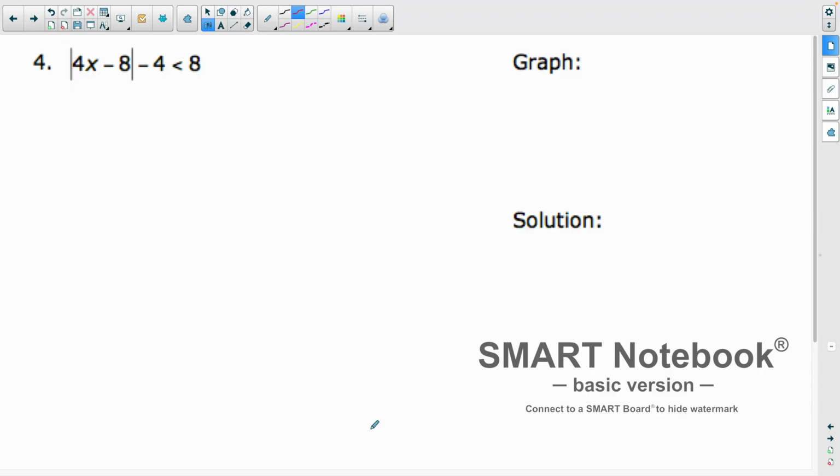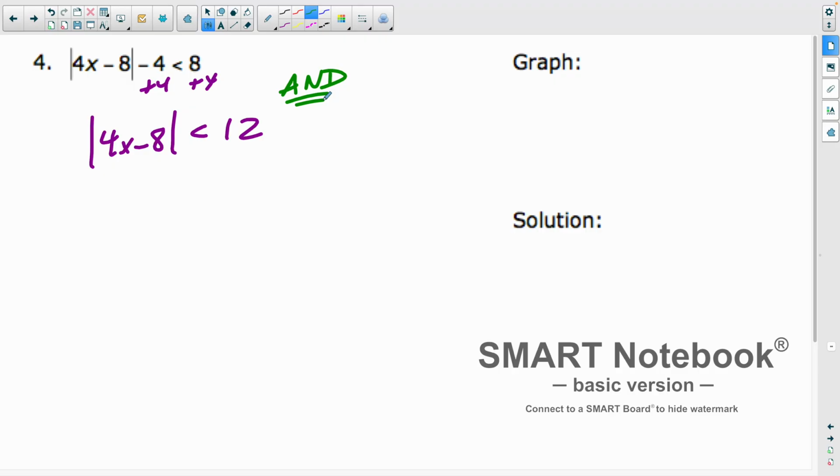What's the first thing I need to do? Add the 4, because it is the absolute value by itself. Not yet. Okay, so I'm going to add the 4. So add the 4 and add the 4. So the absolute value of 4x minus 8 is less than 12. Now you gotta do the 8, -8. Okay, now before I do that, what am I going to do? What's the symbol? Less than.